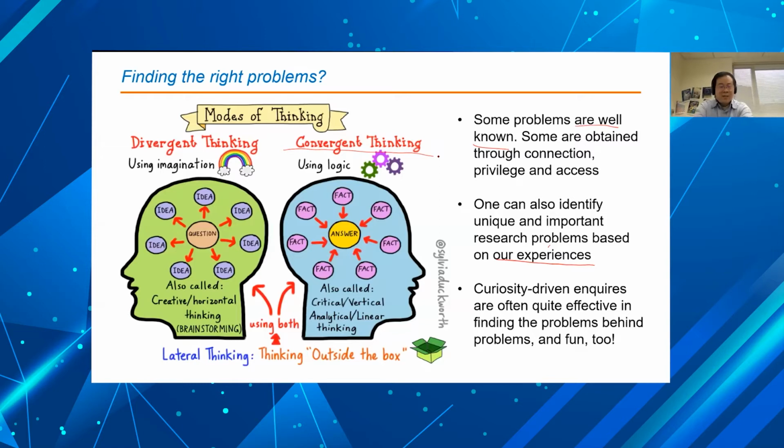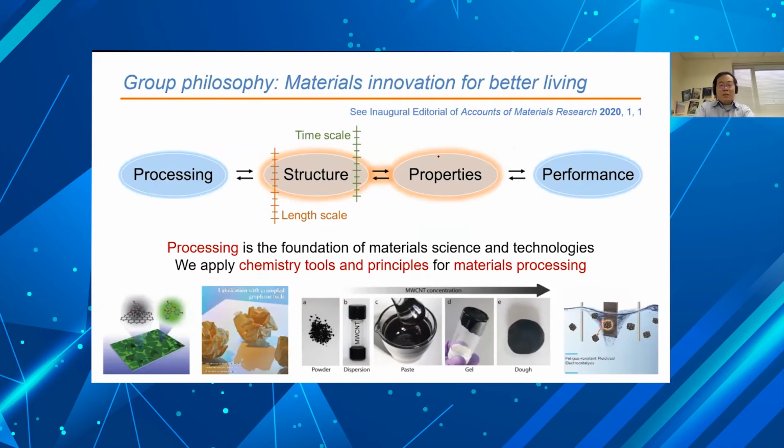So I'll show you one example, and before that, let me just show you what we typically do in the lab. If you look at the paradigm of material science engineering, these are the 4 key elements. Everything starts from processing. So that's why we decided to work on processing. I am very biased. I was a chemist by training. So we apply chemistry tools and we use chemical principles to advance materials processing.